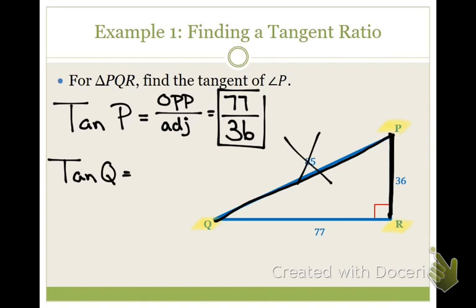Again, I'm choosing opposite over adjacent, so the opposite side value is 36, and the adjacent is 77. So it's 36 over 77. We know it's fully reduced. There were no common factors. And so that's it, okay? Really there's no math to do except identifying the angle that I'm solving for, and then going opposite and adjacent to that angle. Any questions on example 1?